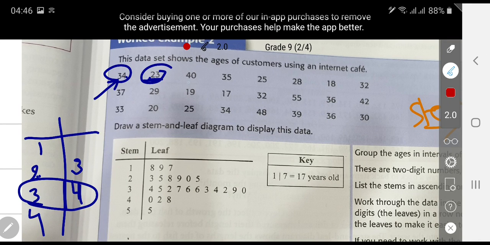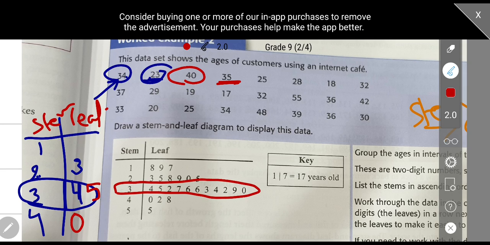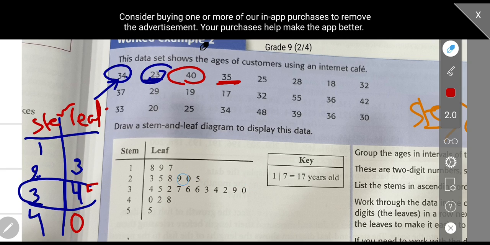Then 40. I'll go to 4 in the stem. And what's the leaf? This is the stem. What's the leaf? 0. Look, the first one is 0. Then 35 will go here, with 30. Then I will write 5 beside 4. So in this row, how many values do we have? We have 34, 35, 32, 37, 36, 36, 33, 34, and so on. This is what it means. This is how we read it.